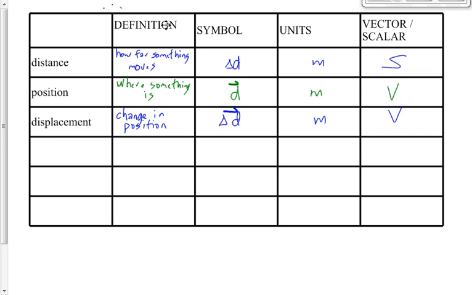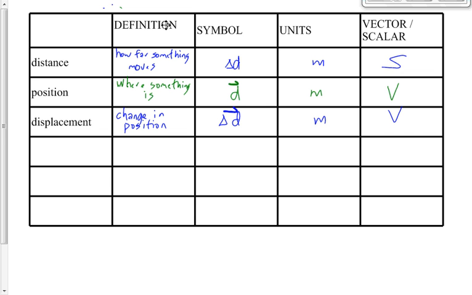Okay, let's do it this way now. Let's say we walk 1, 2, 3, 4, 5 meters to the north, and then I turn around and walk 2 meters this way. 1, 2. What's my distance traveled during that entire trip? 7 meters, right? I walked 5 meters, then I walked 2 meters.